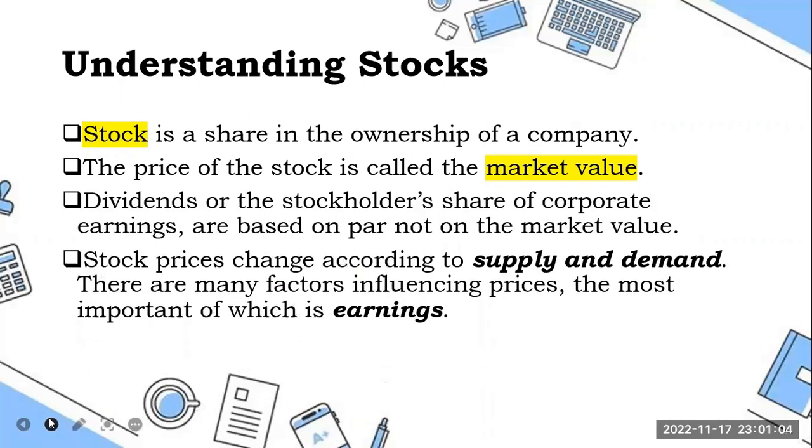Stock prices change according to supply and demand. There are many factors influencing prices, the most important of which is earnings. Of course, sobrang laki ng factor ng earnings or yung kita doon sa stock prices. Also, it changes according to the supply and demand. So, sa supply and demand, diba, sa araling panlipunan before, na pinag-aralan nyo na pag mababa ang supply, mataas ang demand. Pag mataas ang supply, mababa ang demand.